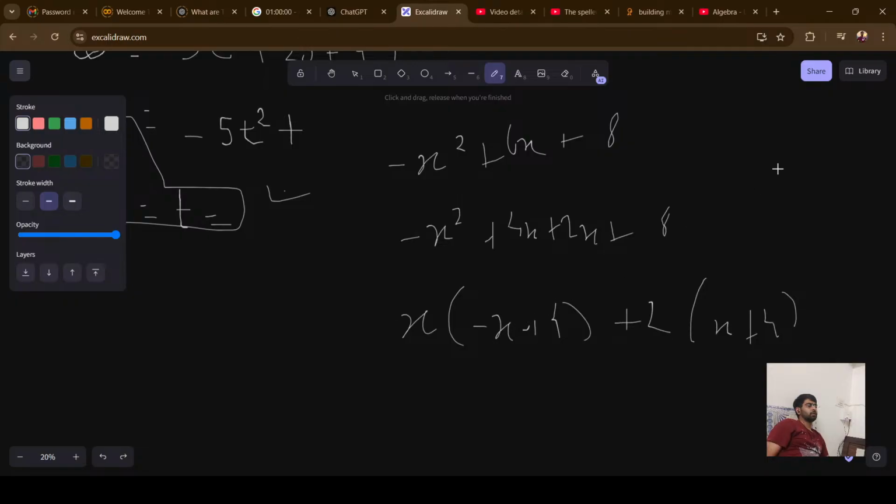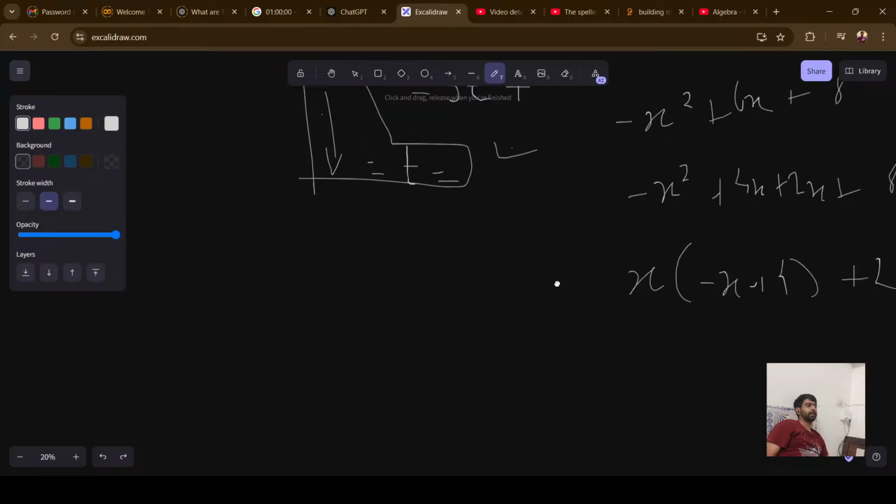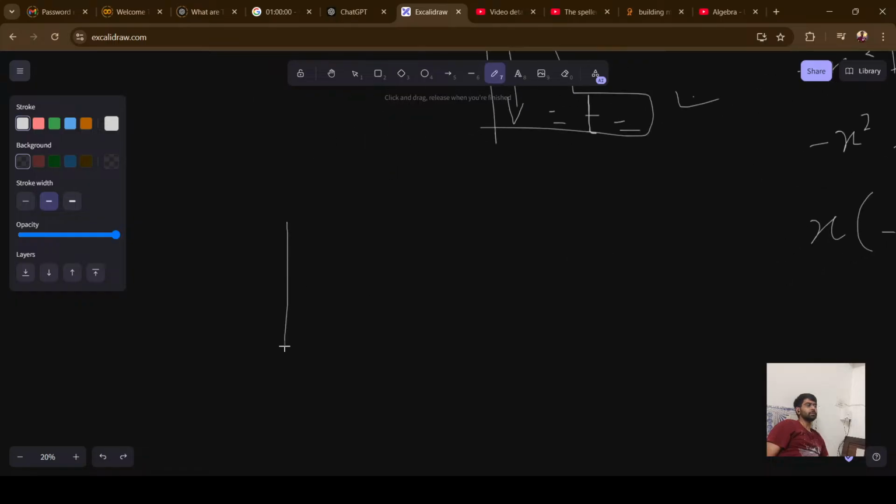8, 4 to the 8. I don't know, man. I'm not able to solve this. But I get to know the concept behind this. See, what this is telling is the practical implementation here: let's say you have a bridge of this shape, right?